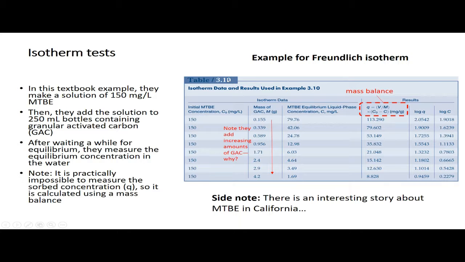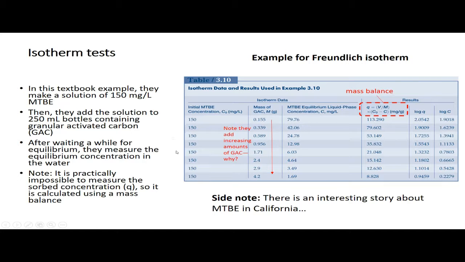So in the textbook they have an example in Table 3.1, so you can look at that and see how they do a test. In the textbook, they have a solution where they all start with 150 milligrams of MTBE. They put them in these quarter-liter bottles, 250 mL, and they also add some activated carbon. And then they wait for them to equilibrate. They mix them up and let them sit there for a while.